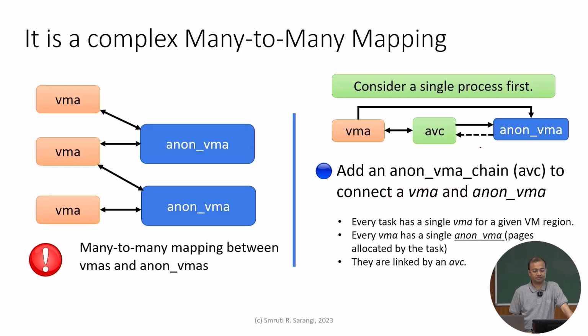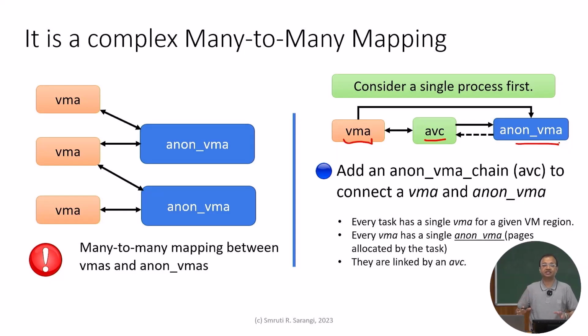Okay. So, the connector node is known as an Anon VMA chain. Why it's called a chain will become clear very soon. Let's just call it AVC, short form for Anon VMA chain, where the structure is like this: every VMA will have a private Anon VMA.